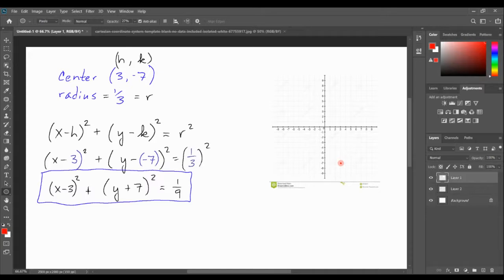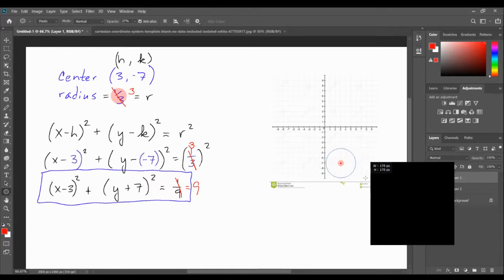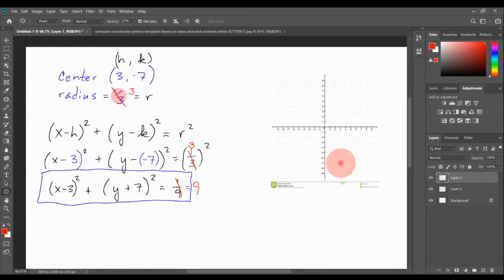So if the radius had been not 1/3, let me just kind of, oh, I didn't want that tool. I'll cross that out. Instead of 1/3, say it was 3. Now instead of 1/3 here, we would replace that with 3, and 3 squared is 9. So now my circle would start in the same spot, but it has a radius of 3. And the best way to get that is to drag perfectly horizontally if you can, and go over 3, and there's that larger circle.